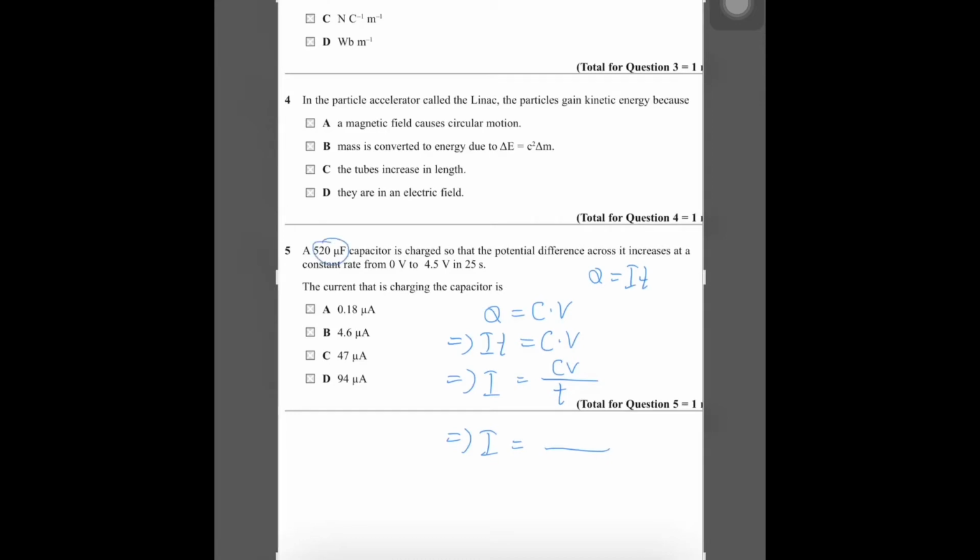So C is 520 mu farad. Potential difference is 4.5, time is 25. So by calculator we will have 94 into 10 to the power minus 6, which is 94 mu. So the answer is D.